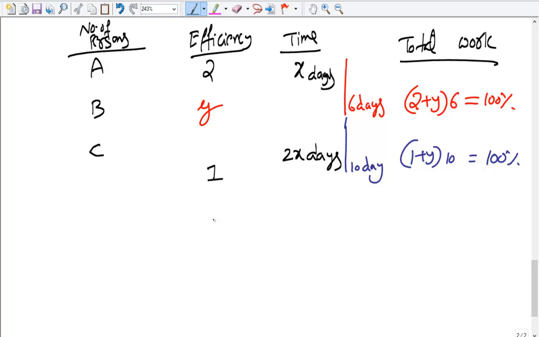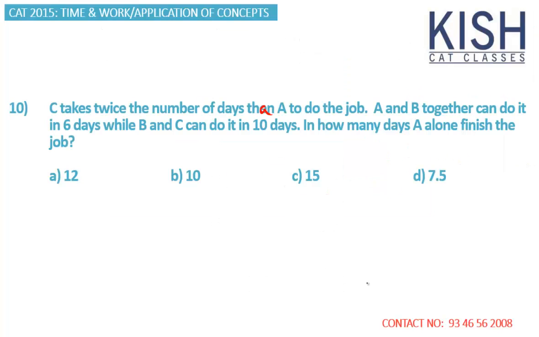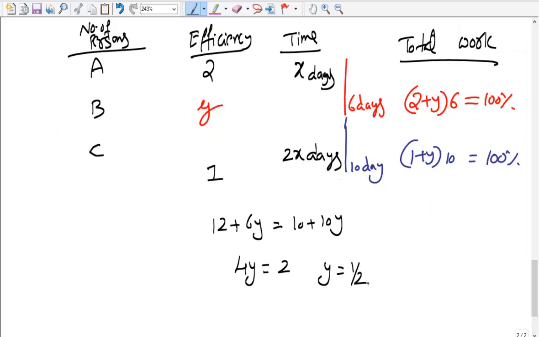That is 12 + 6y = 10 + 10y. So 4y = 2, y = 1/2. What is y? The efficiency of B. In how many days does A alone finish the job? Now we know that y is 1/2.